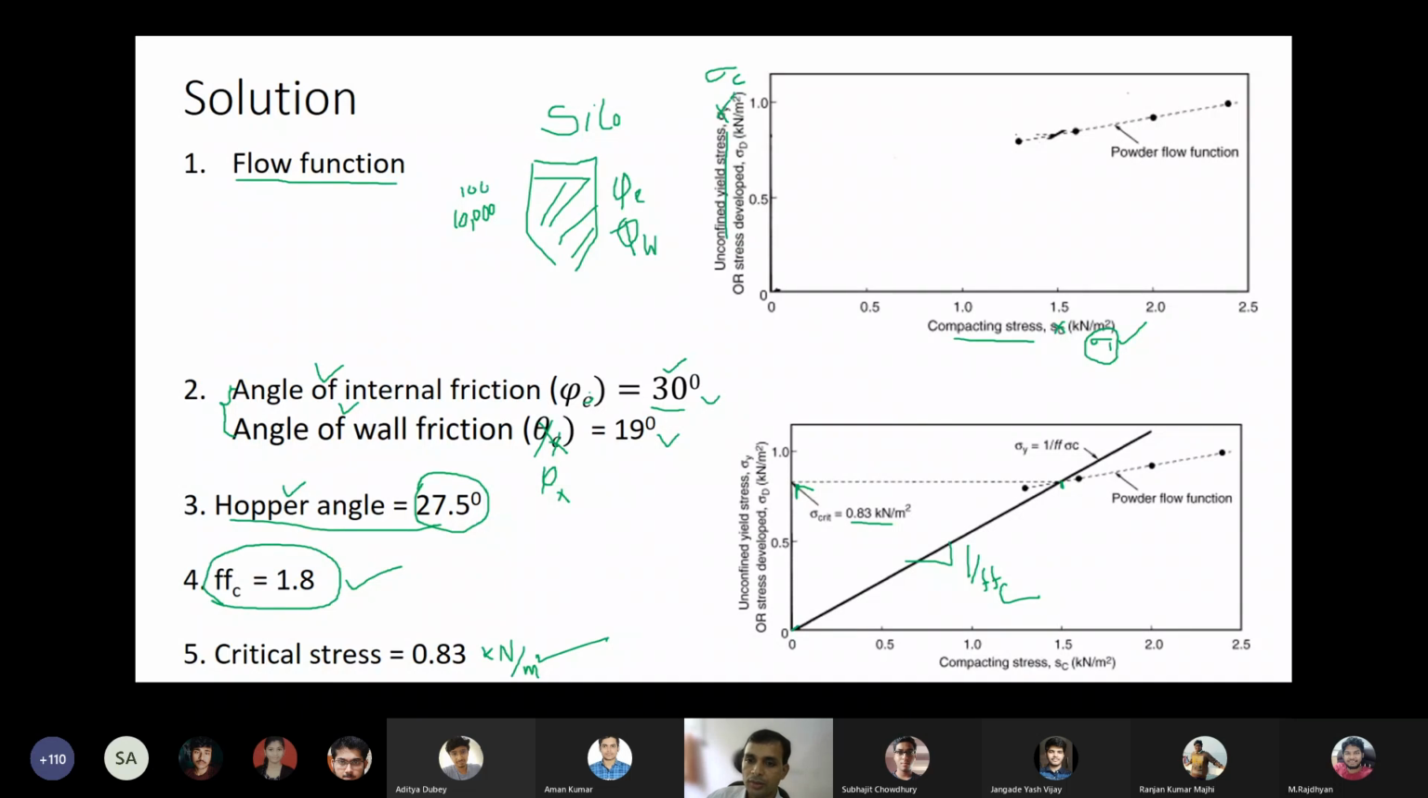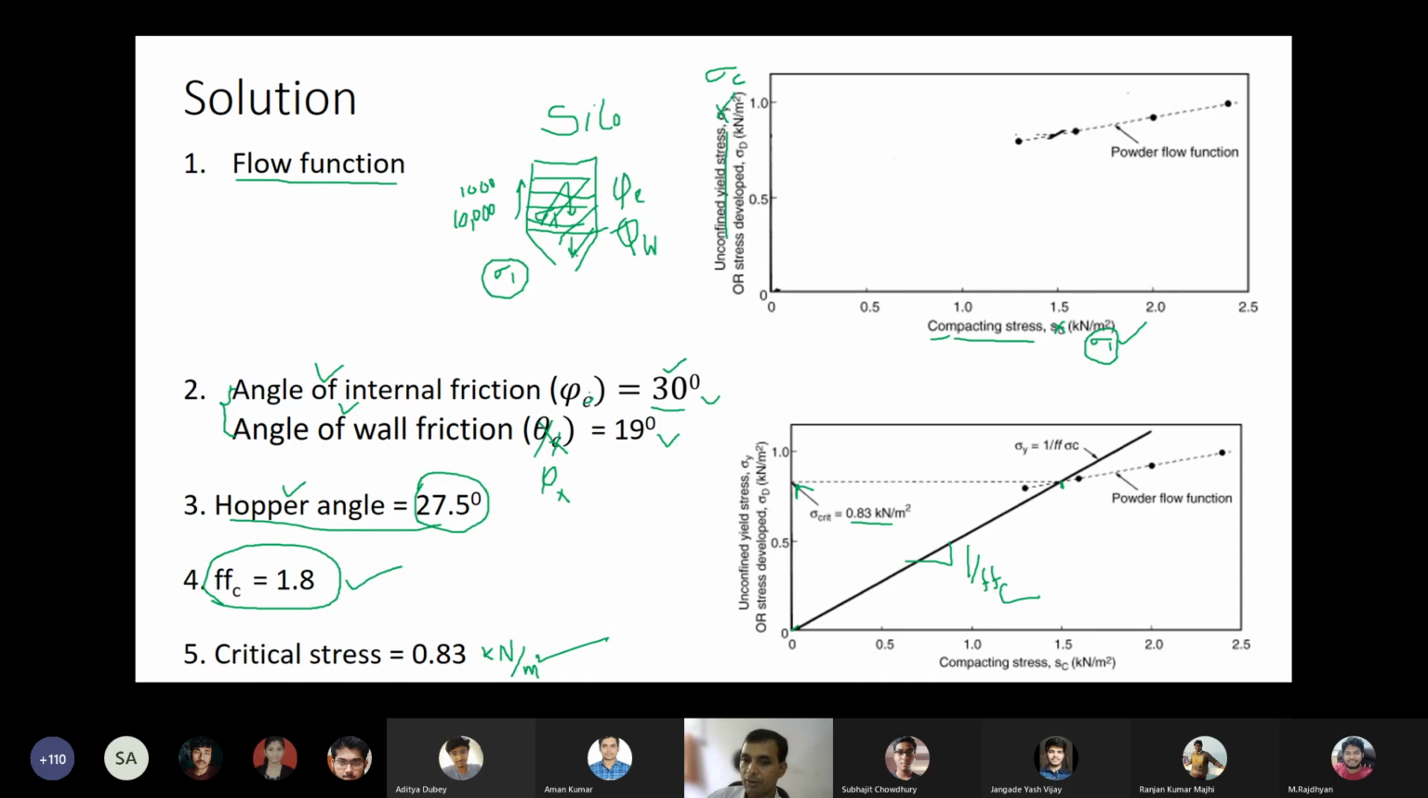Sigma 1 is the compacting stress. Compaction takes place from top to bottom, right? As the load goes on, the compaction takes place. As you leave it for longer, more and more compaction takes place. The compaction level also varies from point to point. So it is very difficult to find out what sigma 1 we need to take.